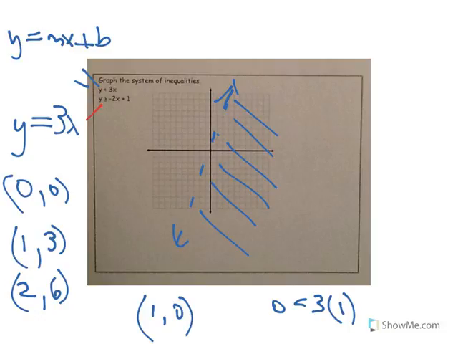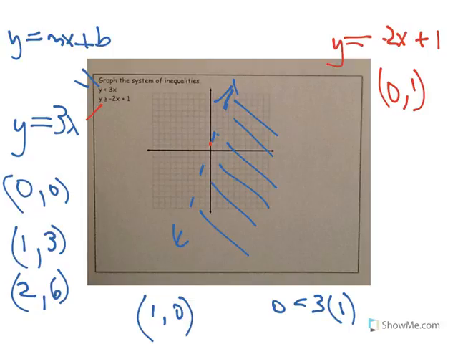This one I'm going to do in red. So y is equal to negative 2x plus 1. So let's just solve that, and when x is equal to 0, what's y going to be equal to? Y is going to be equal to 1, so it's going to be right about there. When x is equal to 0, y is going to be equal to 1.